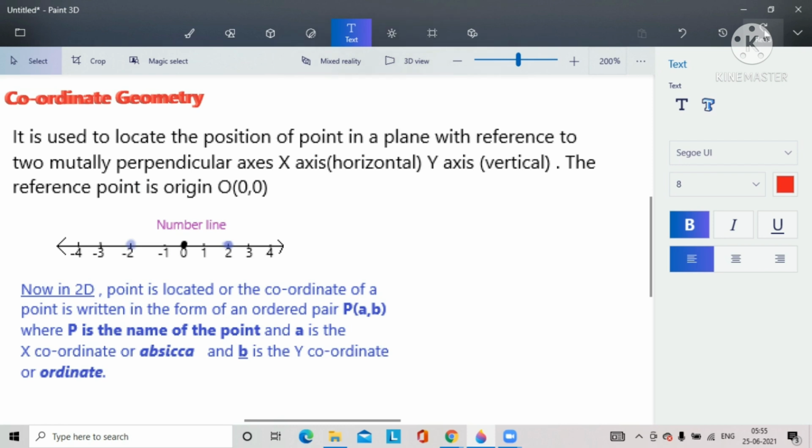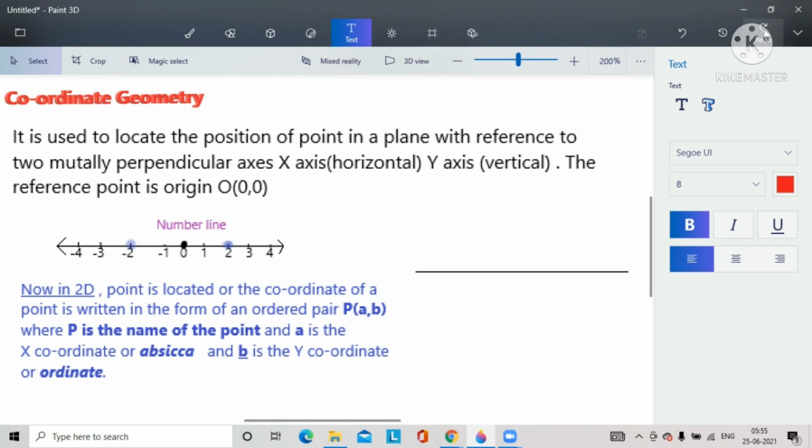So in two dimensions, we can move vertically as well as horizontally. First horizontal and then vertical. So the coordinate of a point or the location of a point P will be (a, b), where (a, b) is an ordered pair. And the first coordinate is called the x coordinate, which is called the abscissa. And the second one is called the y coordinate, that is called the ordinate.